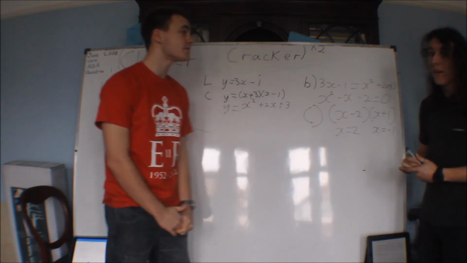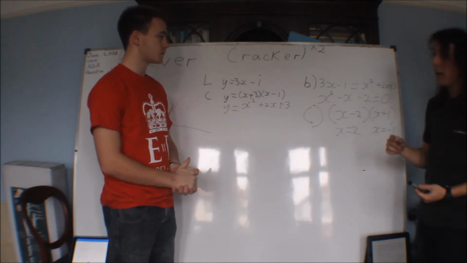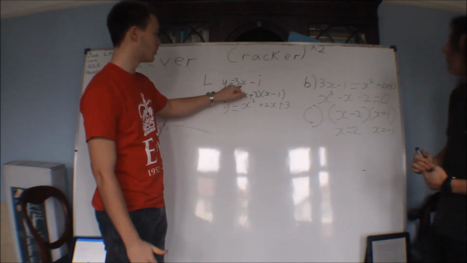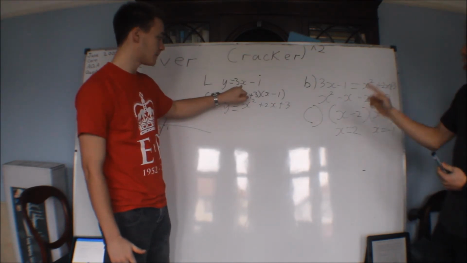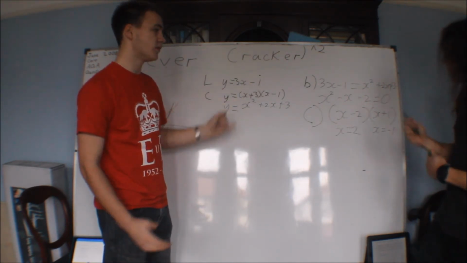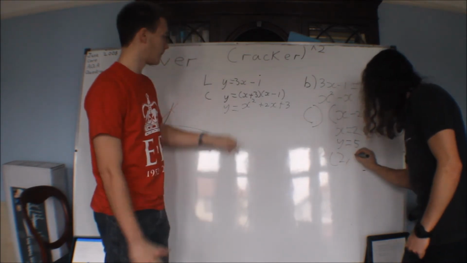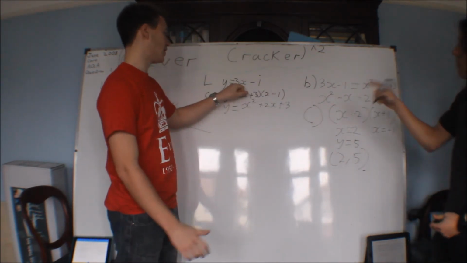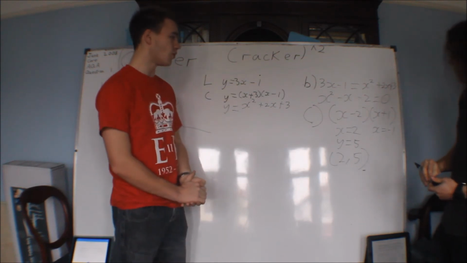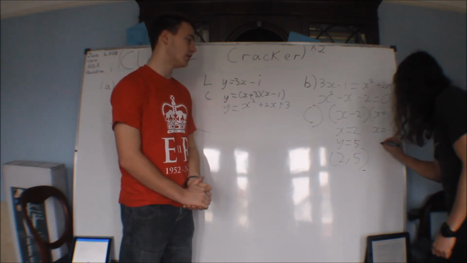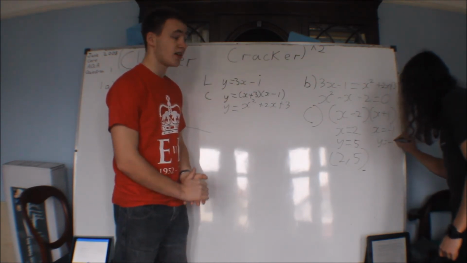No, we need our y part, and to get our y part, we need to put it back into one of the equations. Any will do. This one looks the simplest to me. It does, so if you put 2 into that, we'll have 6 minus 1, which is 5. So one coordinate would be 2, 5. And the other coordinate, you substitute the minus 1 into here, so it's minus 3, minus 1 is minus 4. So minus 1, minus 4. And there you go.